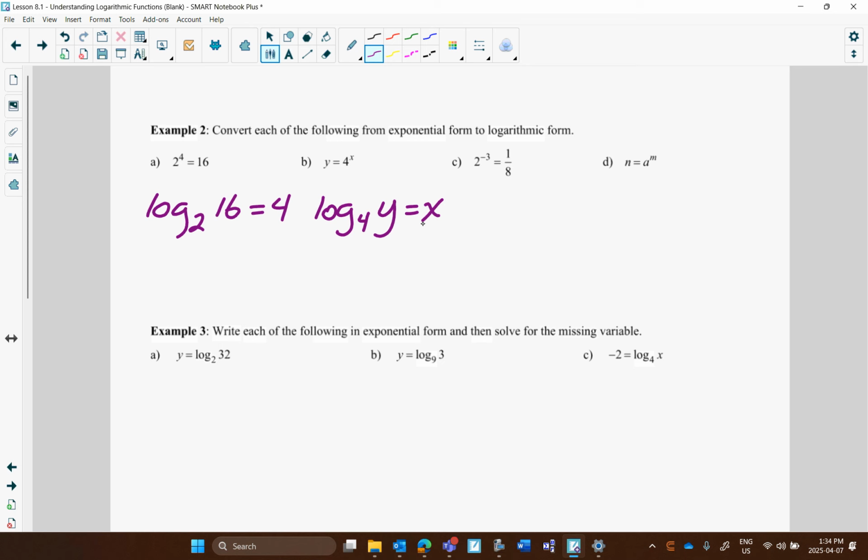This one? Log 2 of 1/8 equals -3. And log A of n equals m. Remember, the exponent in exponential form is always equal to the answer in the log. Okay, so now that we know that, we can actually solve log equations.